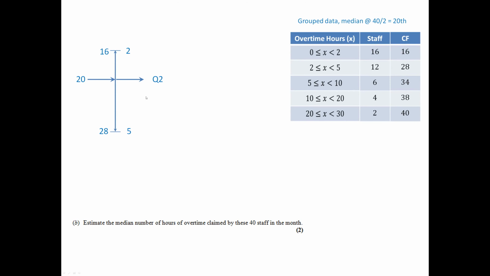If we did the calculations for this, we need to know how far into the category we are over the full frequency of that category, and times it by the width of the category, which is 2 to 5, so 5 minus 2, and add that on to 2. And that tells me, again, the median is 3.